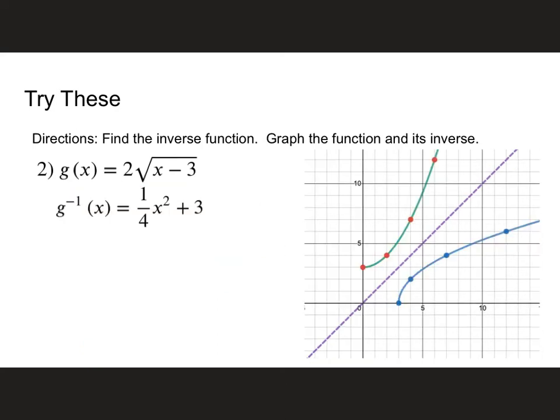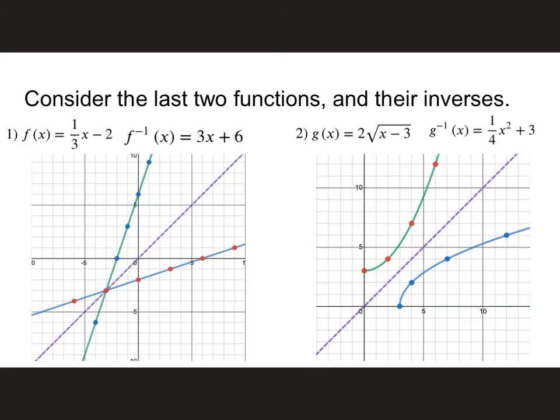And again, I wanted to show you what it really looked like in Desmos so that you weren't confused. So g inverse of x is the green one, and g of x is the blue one. Let's go back and look at the last two functions side by side. We have number 1 on the graph on the left, and number 2 is the graph on the right.